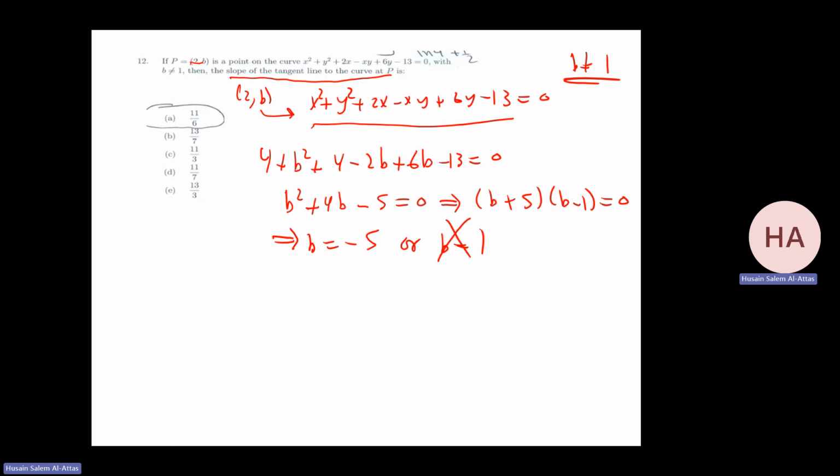So I get the point. The point is 2 and minus 5. Okay, so what I will do now, like what we did before, differentiate with respect to x.